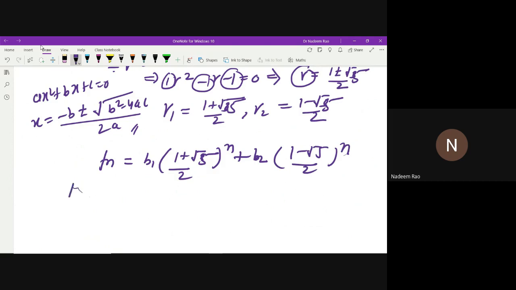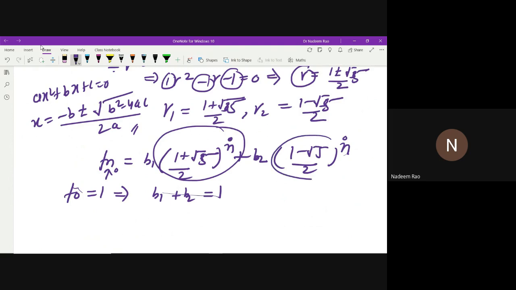Here it is given that f0 equals 1. This implies that if we put the value n equals 0 here, then we will get b1 plus b2 equals 1. If you put 0 in place of n, both of these values will be 1. So we will get b1 plus b2 equal to f0, that is 1.